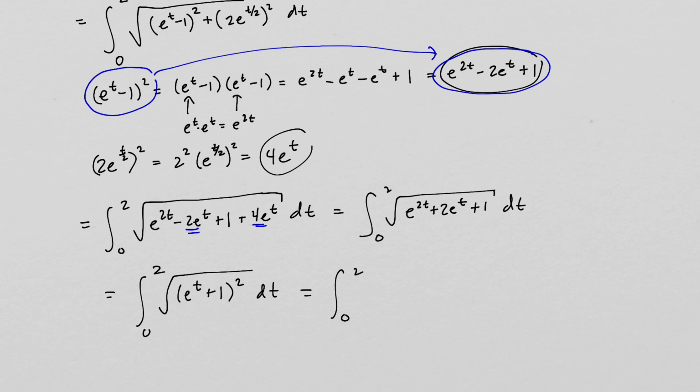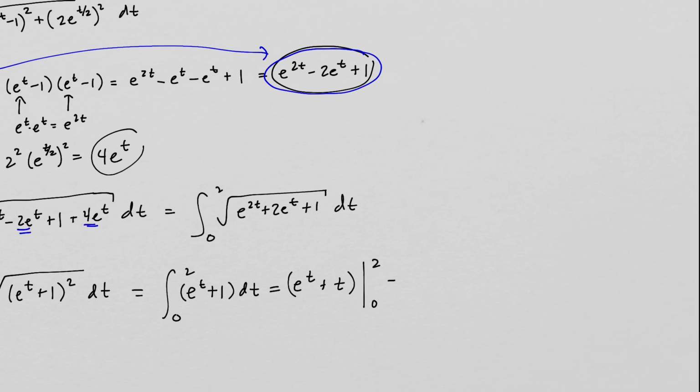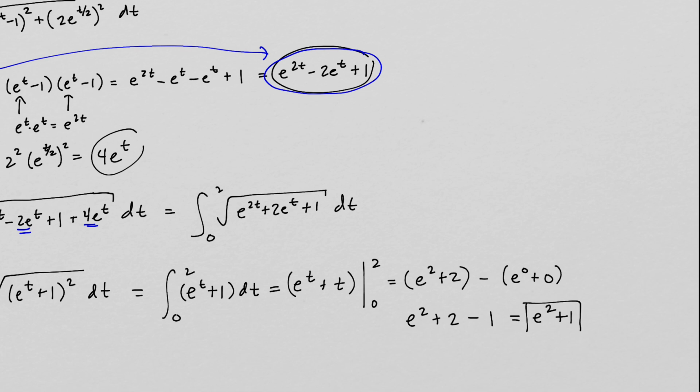And now we just have the square root of a square, which cancels. So we end up with just e to the t plus 1. Now don't forget, you still have to take the antiderivative, which is going to be e to the t plus t, and this goes from 0 to 2. And so we will get e squared plus 2 minus e to the 0 plus 0. And this is e squared plus 2 minus 1, which is e squared plus 1.